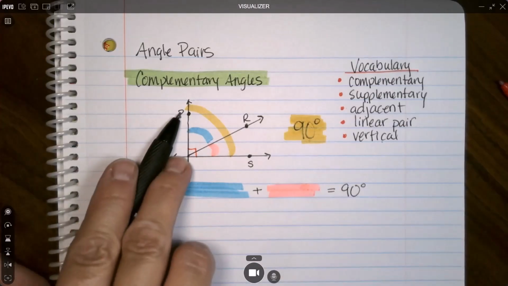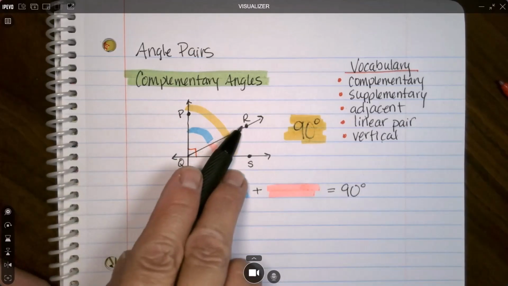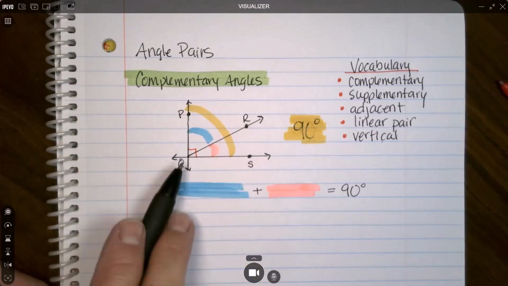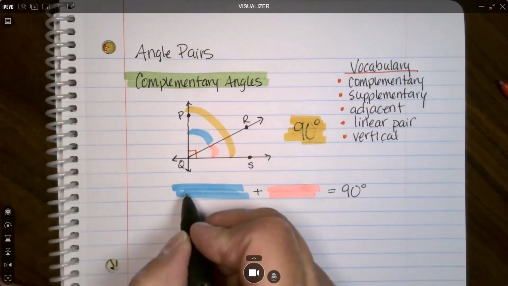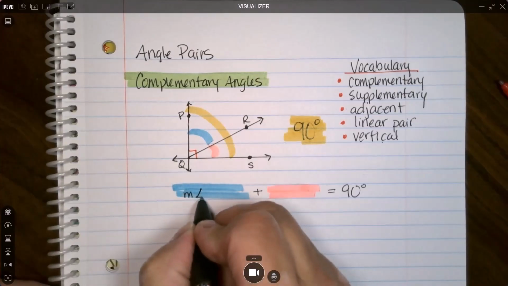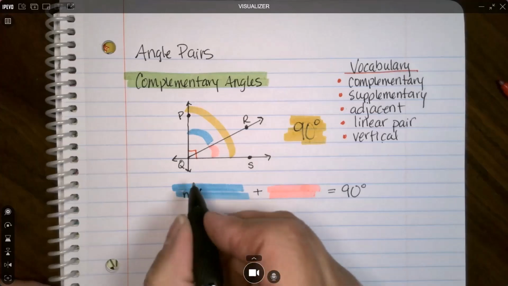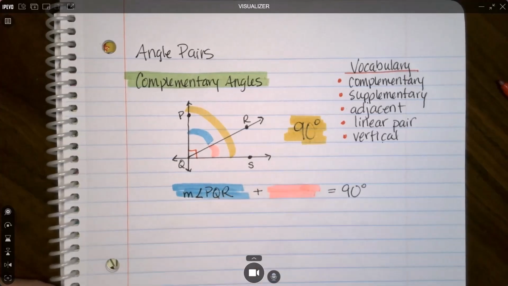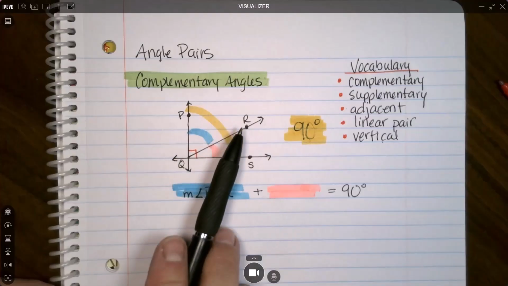The blue angle is PQR. Q is the vertex of that angle right here, so you have to put that in the middle. The notation for measurement is to put a small case m, put an angle symbol, PQR. The pink angle.